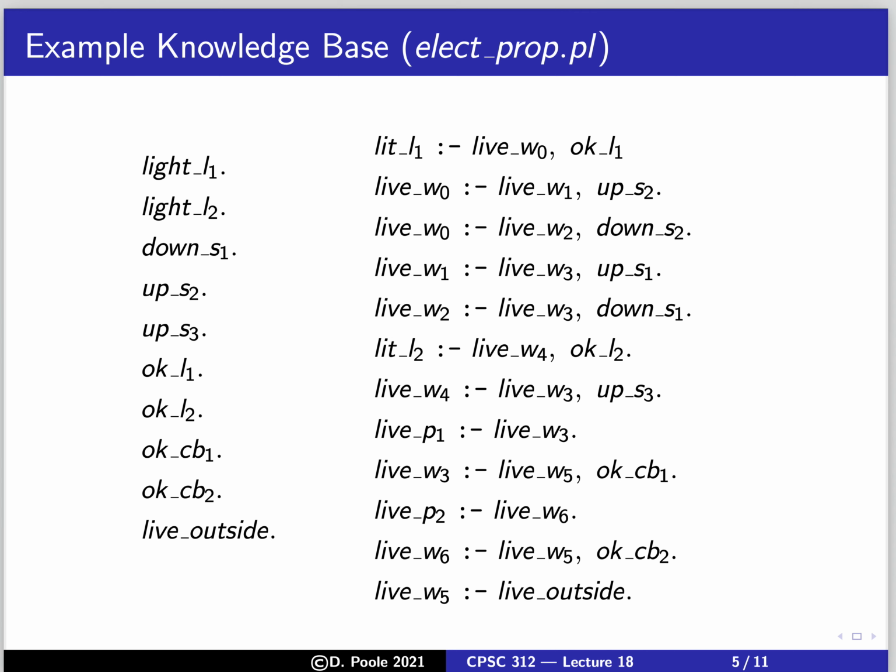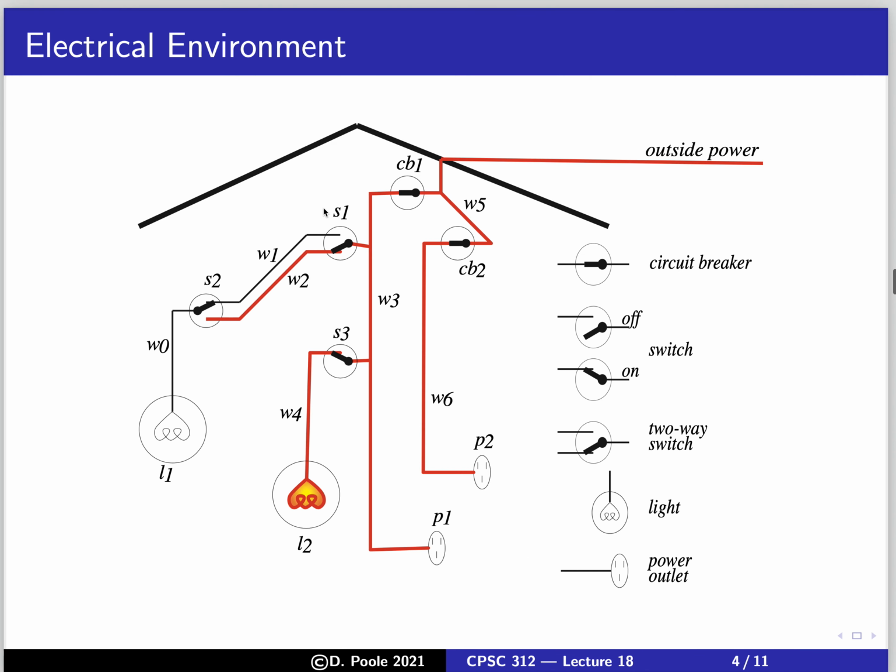So here are some facts about the world. L1 is a light. We're allowed to use underscore in here. So here's a statement that says L1 is a light. Switch S1 is down. This is an atom we're going to use. So we're going to write down S1 and up S2, and that's supposed to correspond here. Down S1 is because S1 is down, and up S2 because S2 is up. So we're going to state facts about the world.